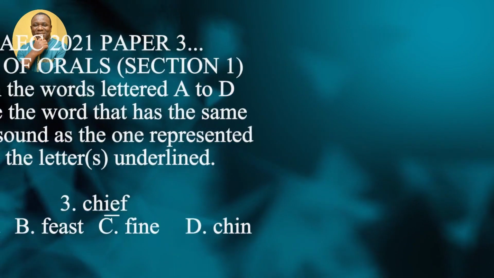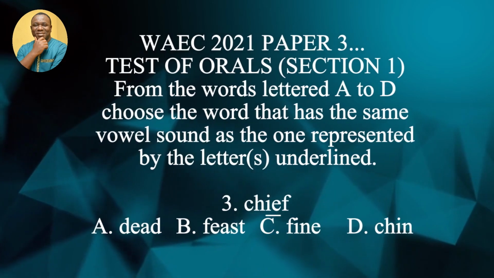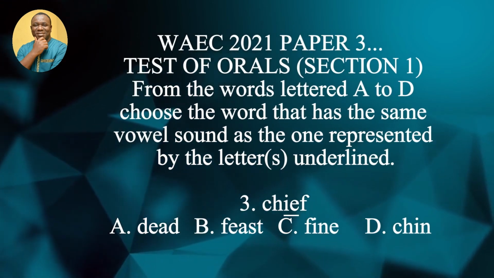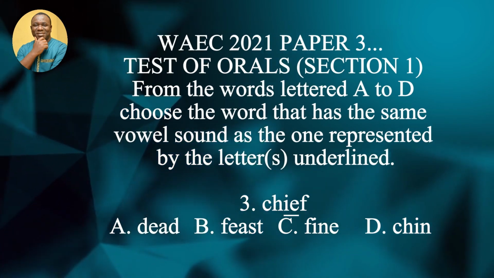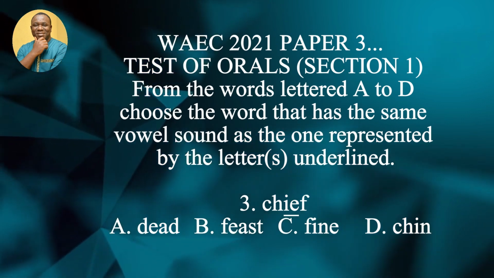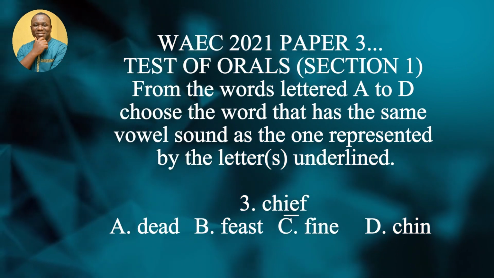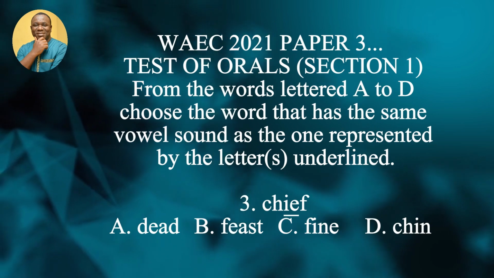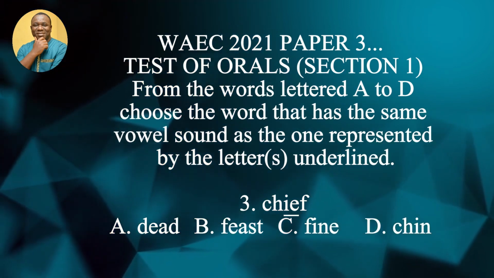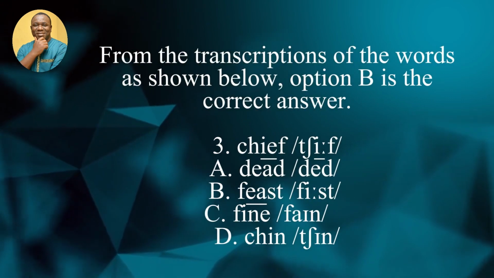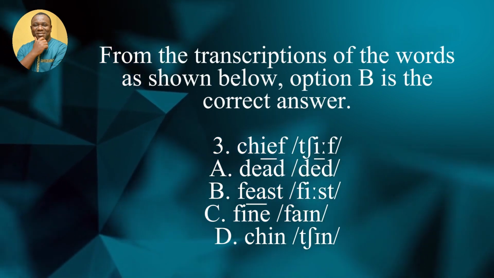The next is an SSCE question of 2021. From the words lettered A to D, choose the word that has the same vowel sound as the one represented by the letters underlined. The word here is chief. And the options are dead, feast, fine, chin. From the transcriptions of the words as shown below, option B is the correct answer.